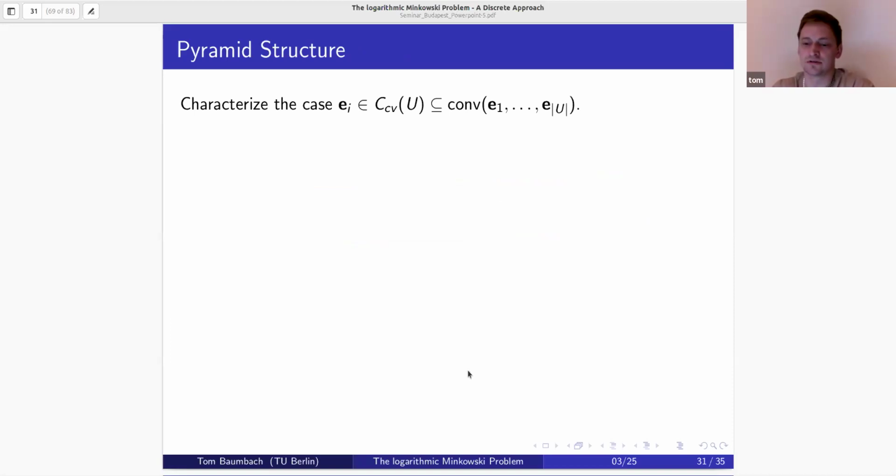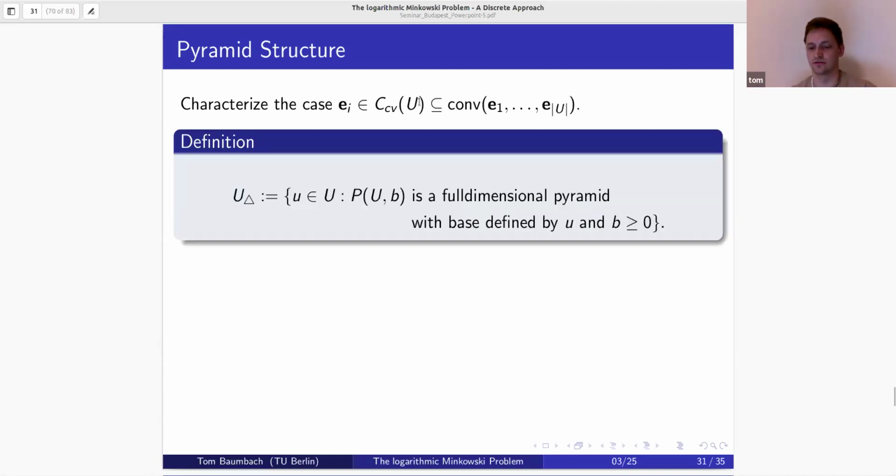So the pyramid structure has the goal to analyze the case that the vector EI is also contained in the cone volume set of U, because we know that the cone volume set is always contained in the hypersimplex, and now we want to know under which circumstances the vector EI is contained in the cone volume set of U. And for that, we give the following definition.